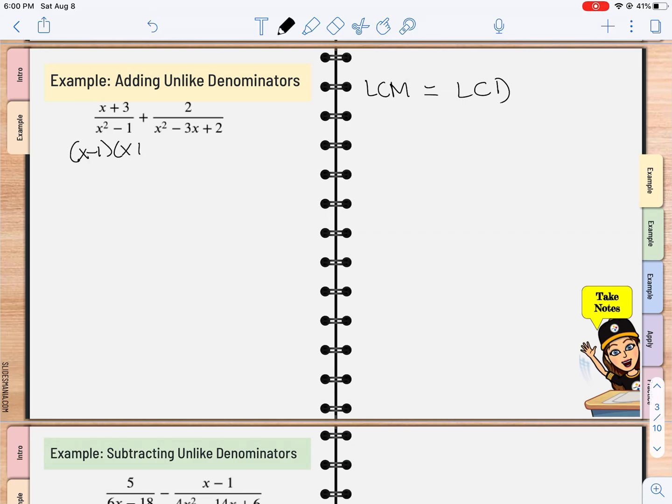So we're going to take x minus 1, x plus 1. That would be our difference of squares. And then the second one here, it looks like it's a trinomial type. So we got minus 2 and minus 1. I think that would work.